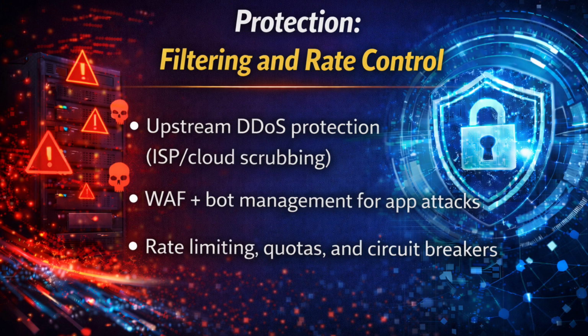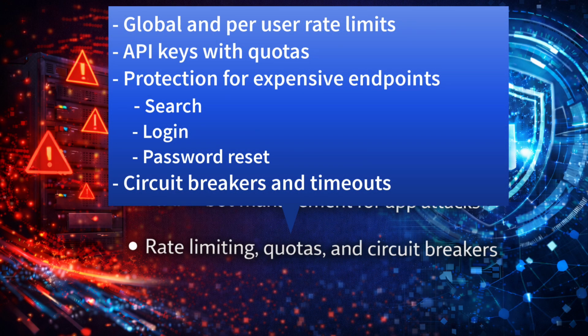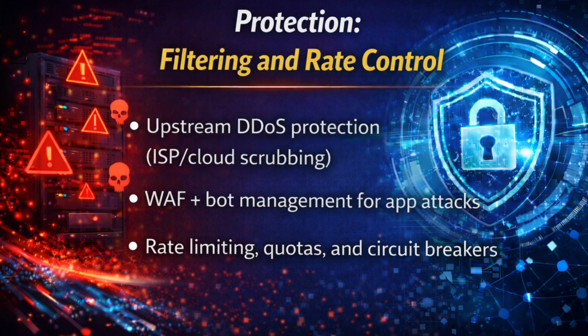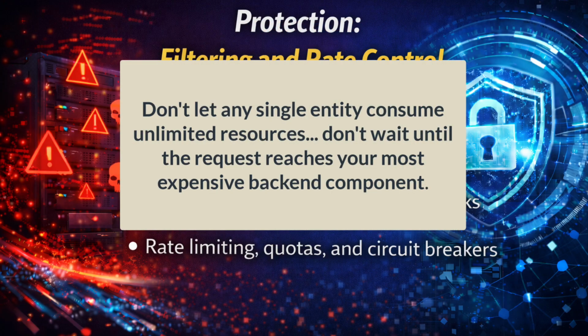Then add rate controls: global and per-user rate limits, API keys with quotas, and protection for expensive endpoints like search, login, and password reset. Also use circuit breakers and timeouts so one overloaded dependency doesn't cascade failure across the system. The theme is, don't let any single user or attacker consume unlimited resources, and don't wait until the request reaches your most expensive backend component.